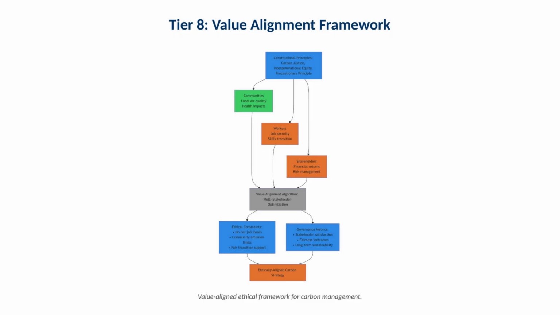The framework is described as layered: a constitutional layer of non-negotiable ethics, a stakeholder layer balancing communities, workers, and shareholders, a temporal layer balancing short and long horizons, and a justice layer ensuring impacts are distributed fairly. Operationally, this prevents the common failure mode of improving emissions by exporting harm to vulnerable groups.